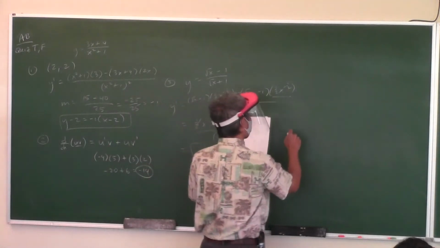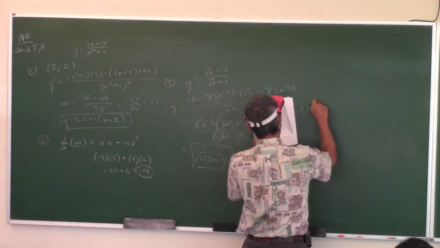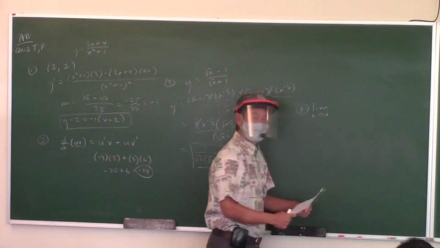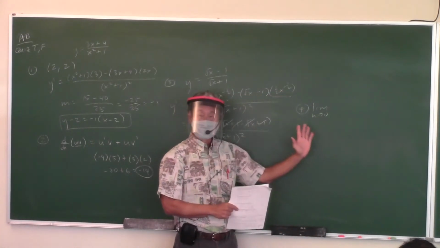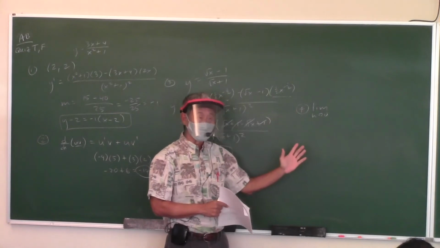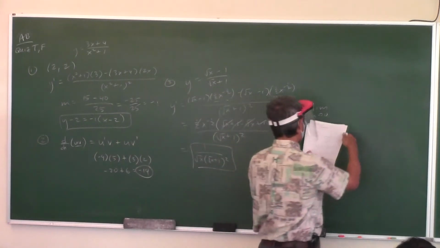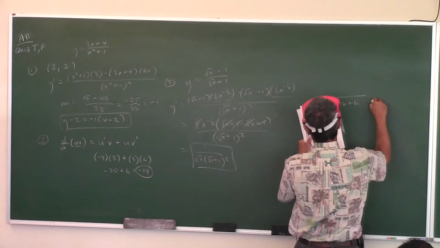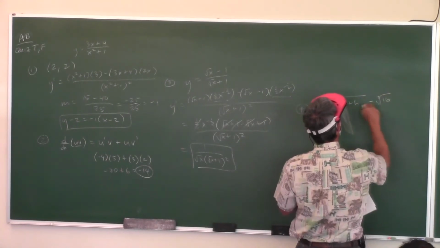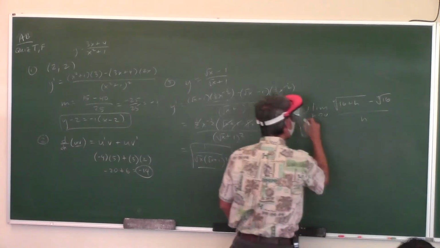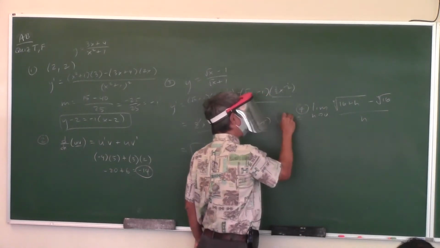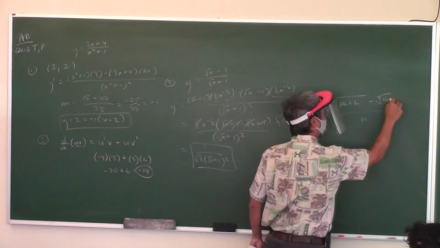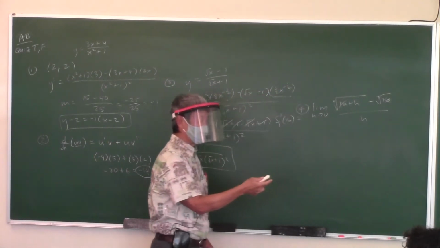Number 4, this is one of the worst problems on the quiz. Look, as soon as you see this, you don't even have to look at the rest. Once you see this, this is the definition of the derivative. So you've got the 4th root of 16 plus h minus the 4th root of 16 all over h. So this is equal to f prime of 16.